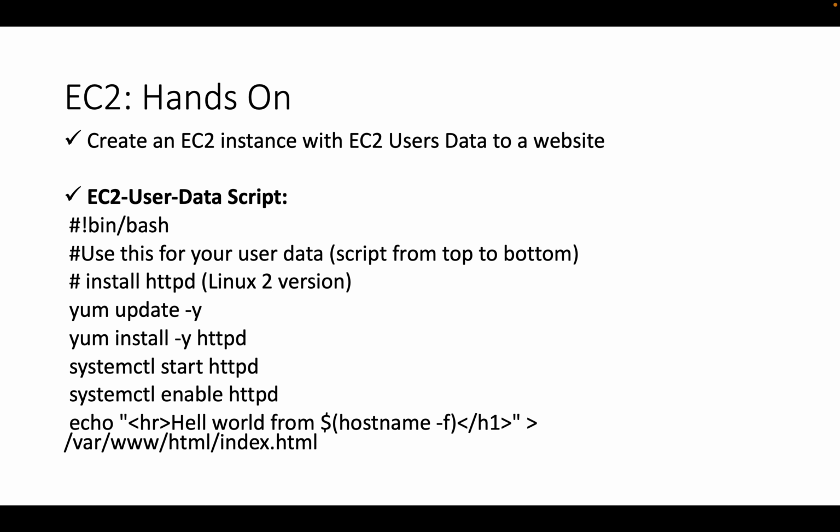Okay, so here is a hands-on on how to create an EC2 instance with AWS EC2 user data for our website. These are the EC2 user data scripts that I mentioned earlier. We want to run yum update automatically in the EC2 instance for our website, yum install httpd, start it automatically, and we have a hello world here.